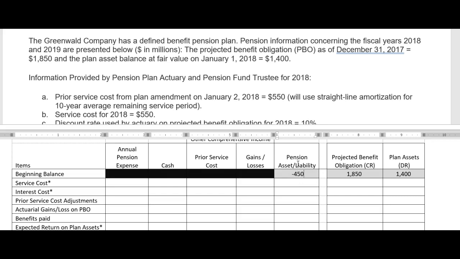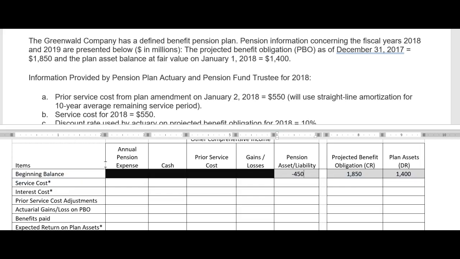Okay, so what is this column? This column here is simply the plan assets, 1400, minus the projected benefit obligation. And we'll always keep track of those changes throughout so that we can see what our final balance are. Now that we have our beginning balance in those two accounts, or three, really those two, we're ready to find the projected benefit obligation for 2018. Where do we start? Well, it says to start with the 5 components.